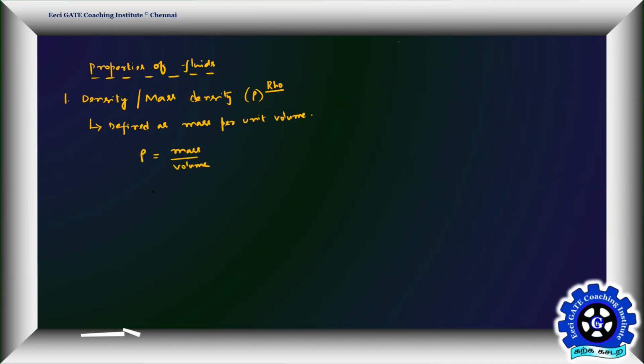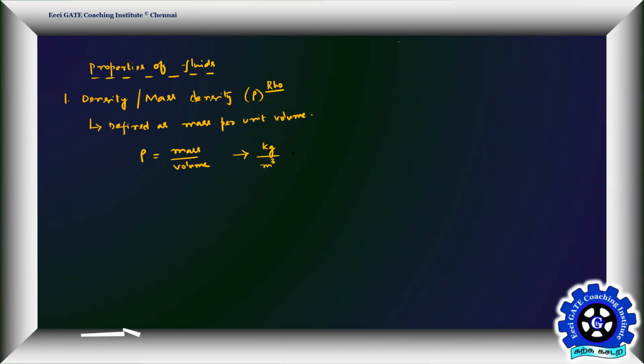Mass per unit volume. So what do you expect the units of rho to be? The mass unit is kg, the volume unit is meter cube. So therefore it is kg per meter cube. This is the SI unit.